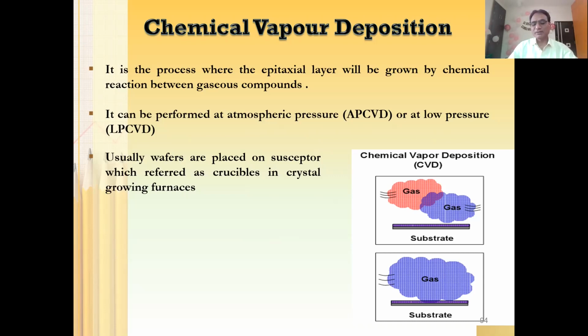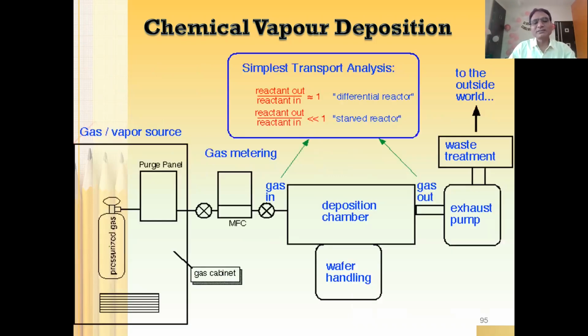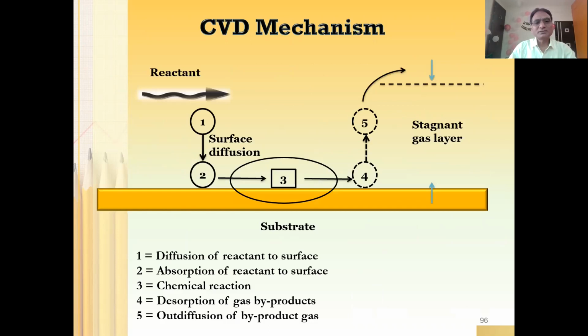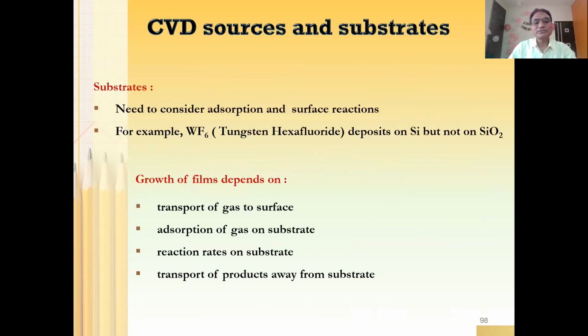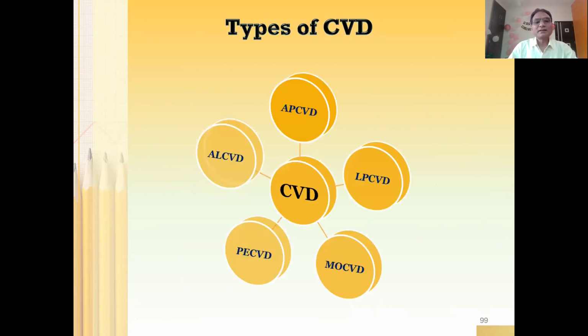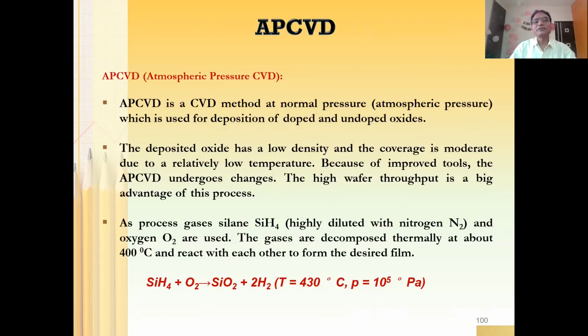And therefore, what I did, we have discussed these two in the last lecture: what are the sources, what are the materials which can be used in CVD, what are the substances which can be used. Types of CVD we have discussed. And today we are going to discuss one by one.